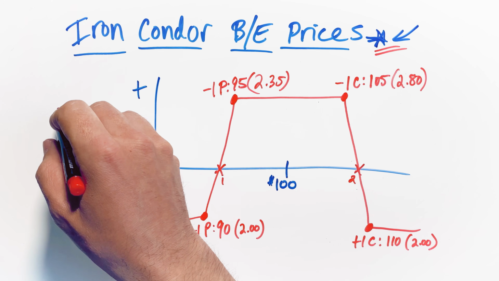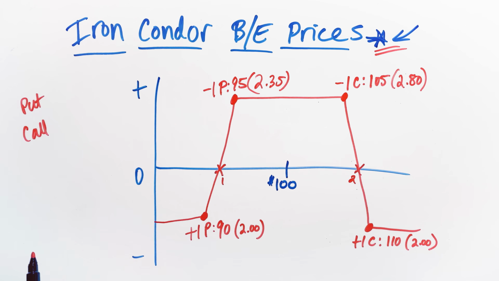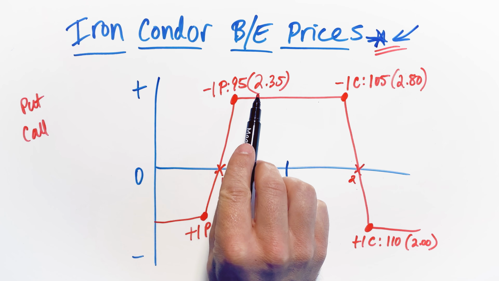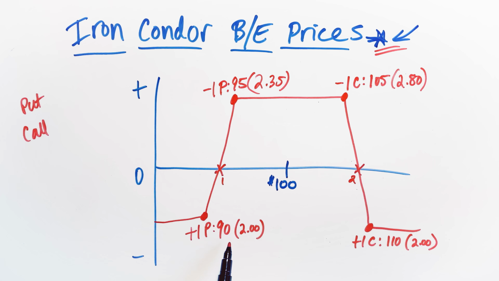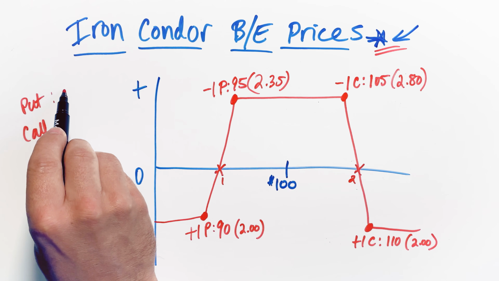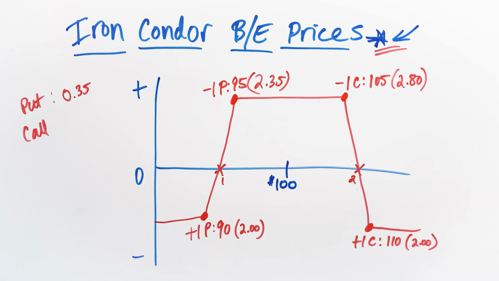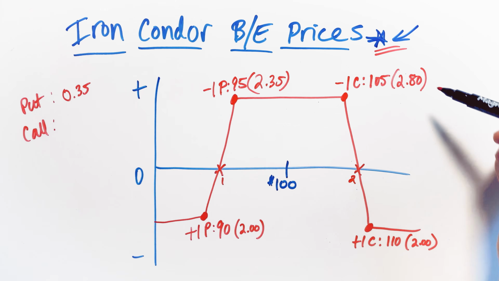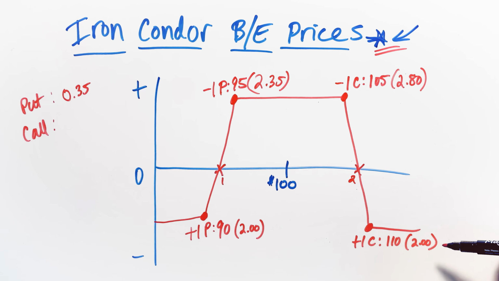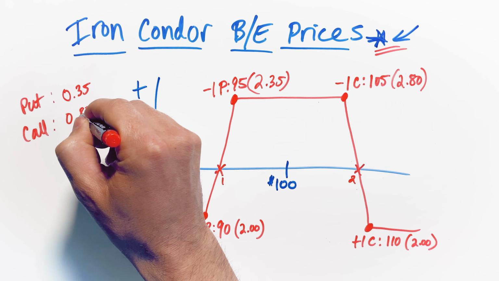I'll do this over here so you guys can see this. In this case, we have our put side spread and our call side spread. On the put side spread, we had sold this 95 strike put for $2.35, but we had used some of that premium to buy the 90 strike put. So the net credit that we collected on the put side was still 35 cents. On the call side, our short 105 and our long 110 call, we had sold the 105 for $2.80 and bought the 110 for $2. So we still collected a credit of 80 cents on the call side.